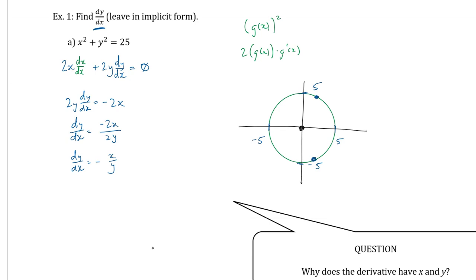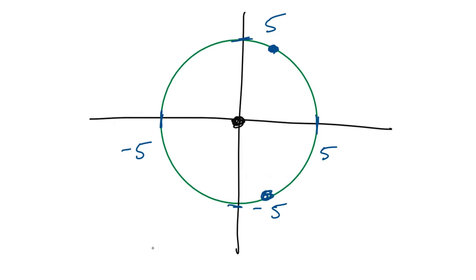What's wrong? Megan? You got two possible slopes?